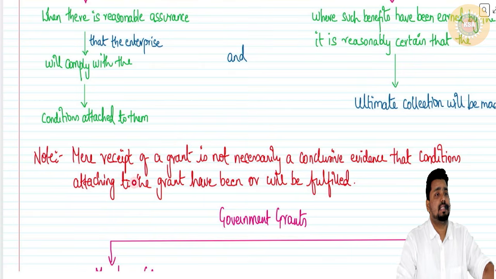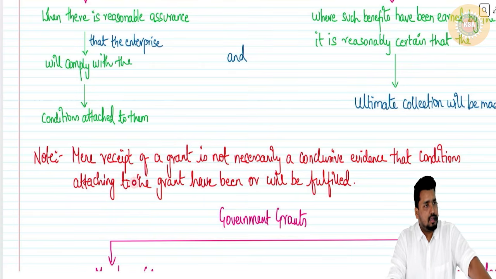Not all government grants are accounted. Only those government grants which satisfy the definition of AS 12, only then do we have to account for them. Clear or not clear?